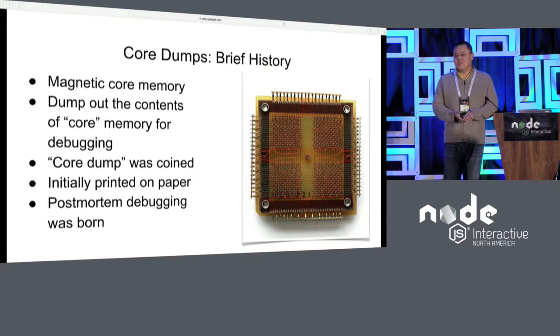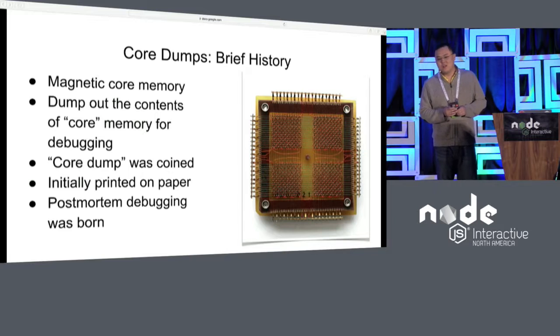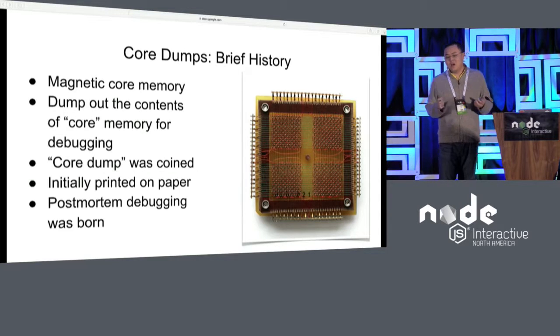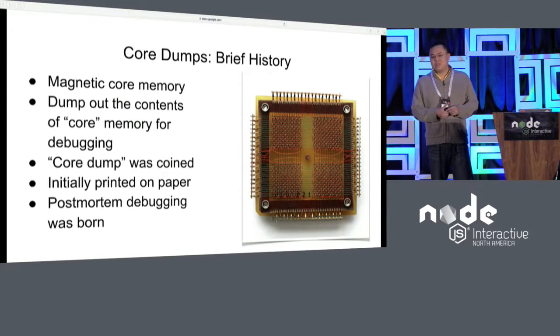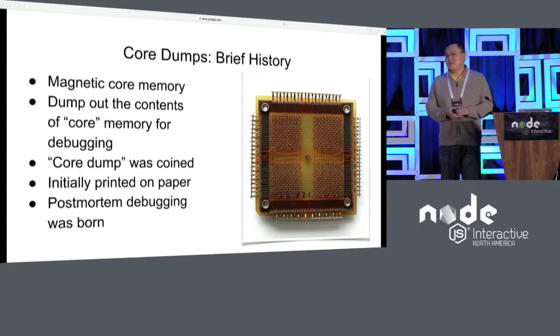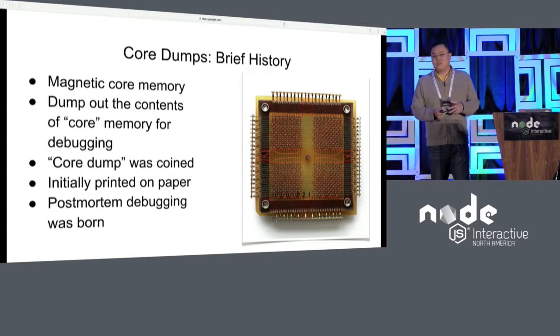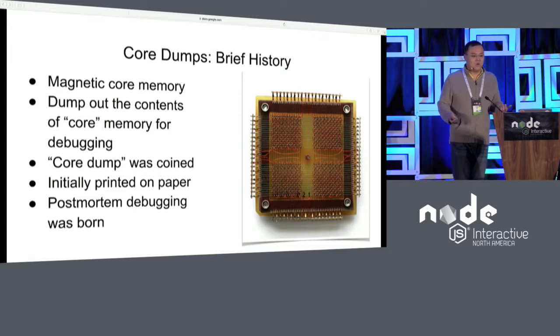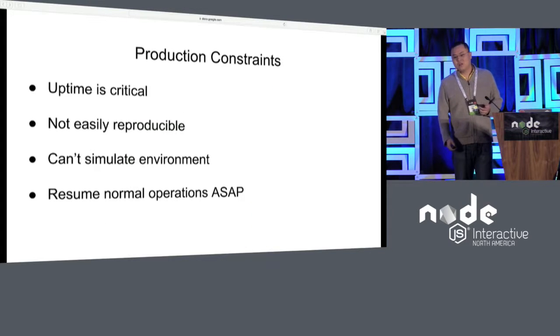For most of you that didn't know, the term core dump actually comes from magnetic core memory. Way back in the days of punch cards, computer memory was actually stored on these magnetic core memories. Each of those little dots is 1 bit. The way engineers used to debug their programs was to dump out the contents of this core memory and print it on spools of paper. That's how the term core dump was initially coined, and with that, dumping out the core, post-mortem debugging was also born.